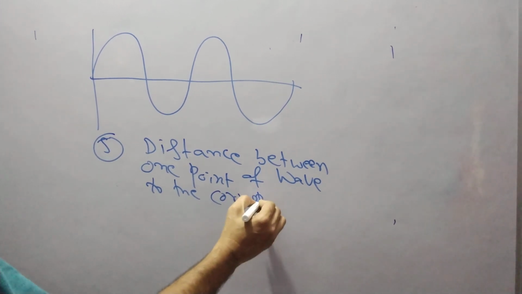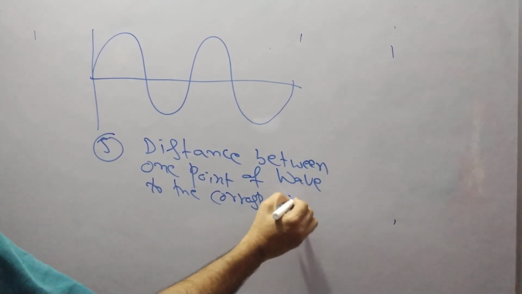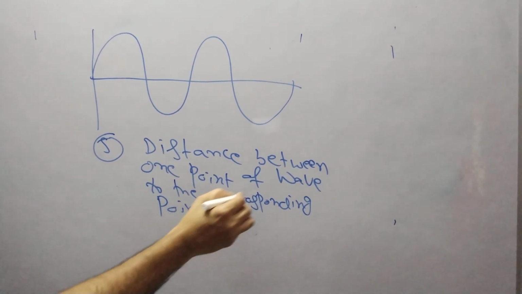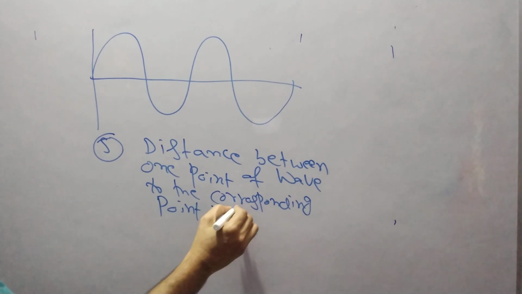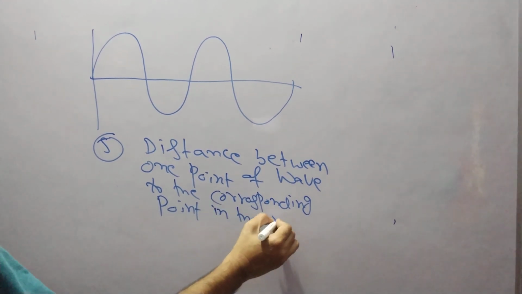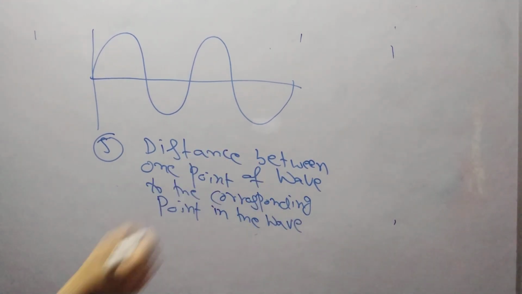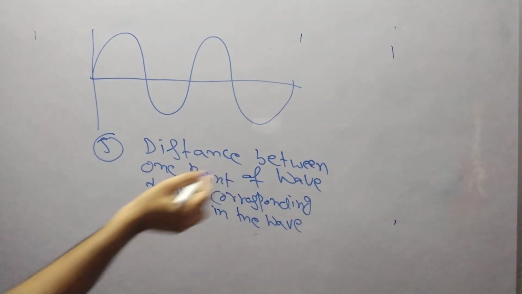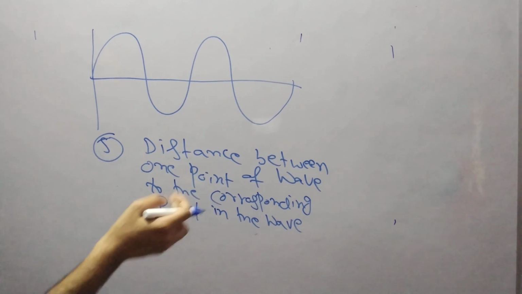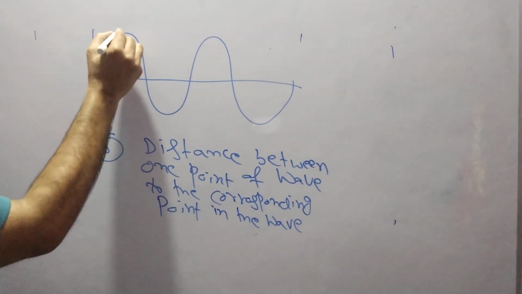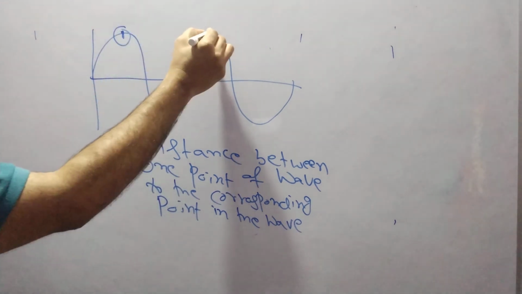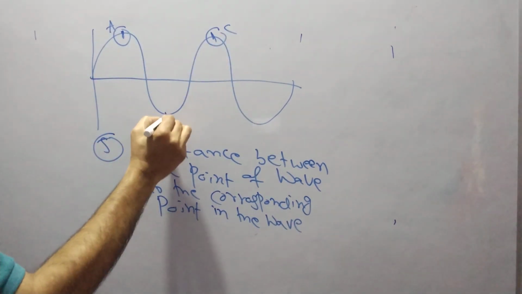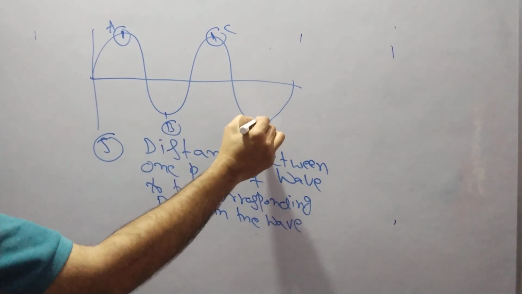So what is the corresponding point? We'll see in that figure. Corresponding point in the wave. This can again be taken as a definition for lambda, that is wavelength. Now we'll see what is the point on a wave and the corresponding point on another wave. Already we know this is A and C, this is B and D, crest and trough.